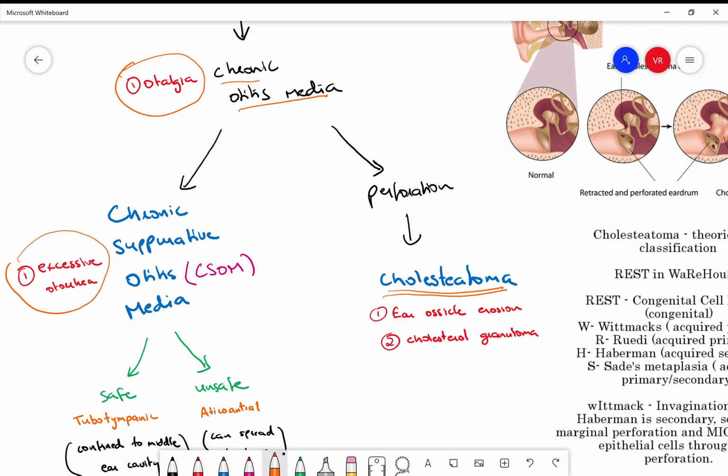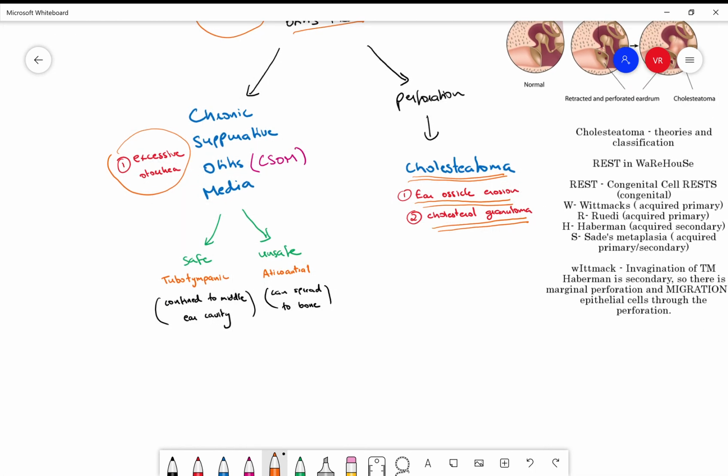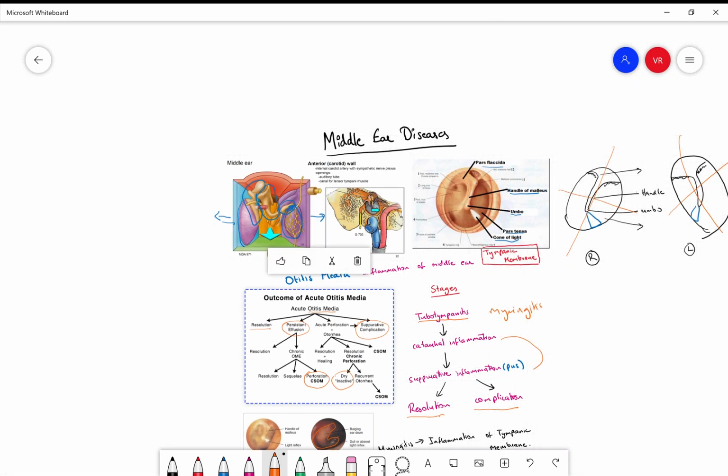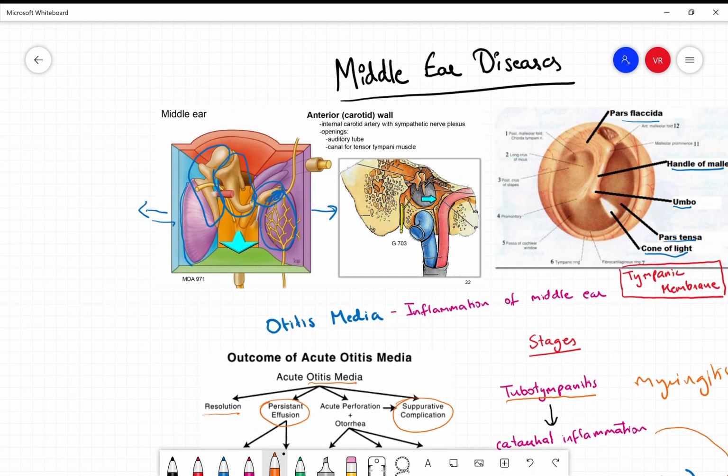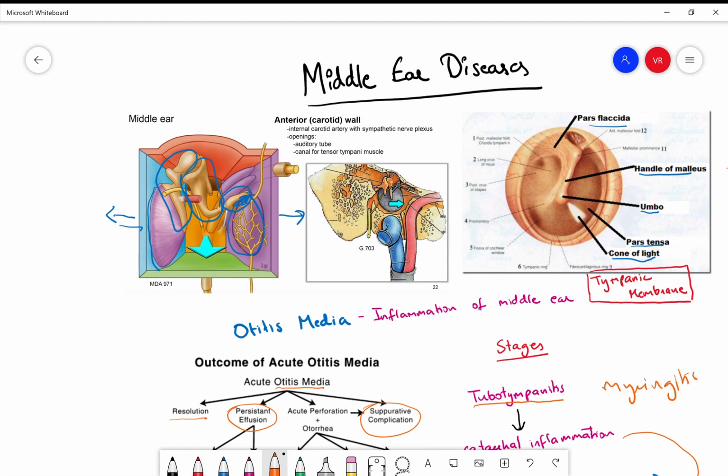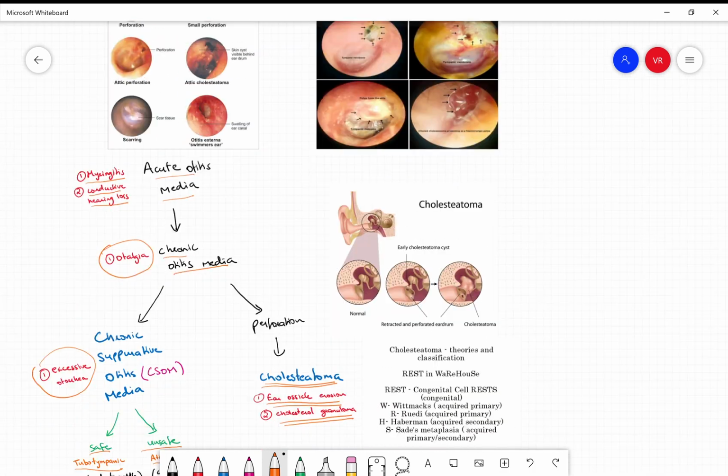Simple thing about cholesteatoma is there's a perforation and there's going to be a cholesterol granuloma over here, and this may lead to erosion of your ossicles. So CSOM is mainly divided into two types, safe and unsafe. Safe is the tubotympanic type because the fluid is confined to the middle ear cavity, whereas in atticoantral type, if you go back to the anatomy, this would be the top part of the middle ear, which can communicate with the brain. So it's very dangerous and may lead to brain pathology. So you need to know that.